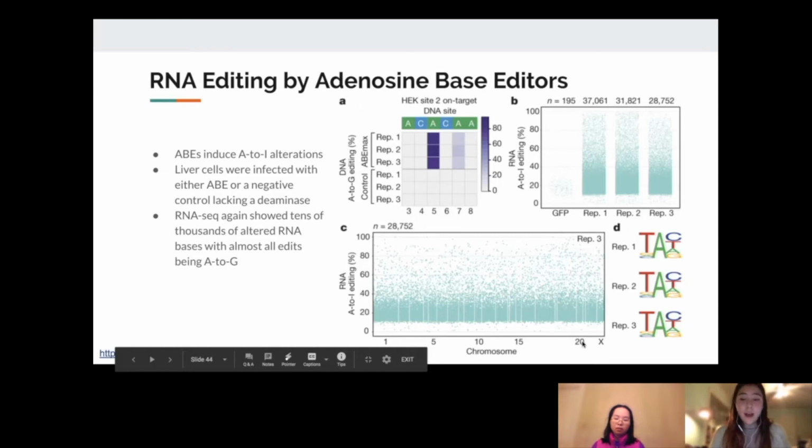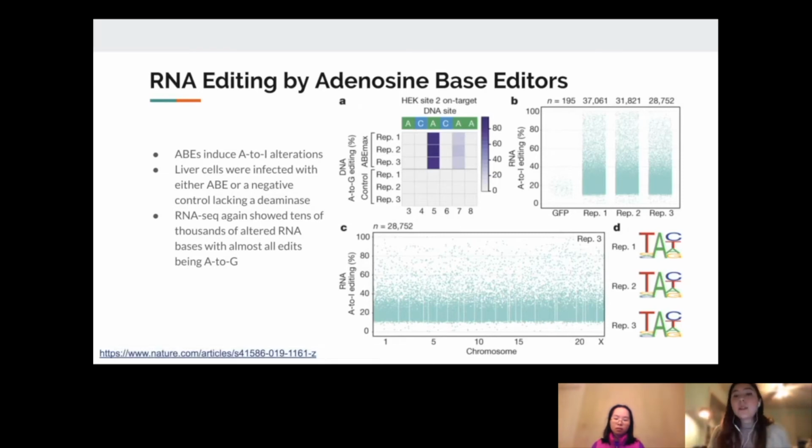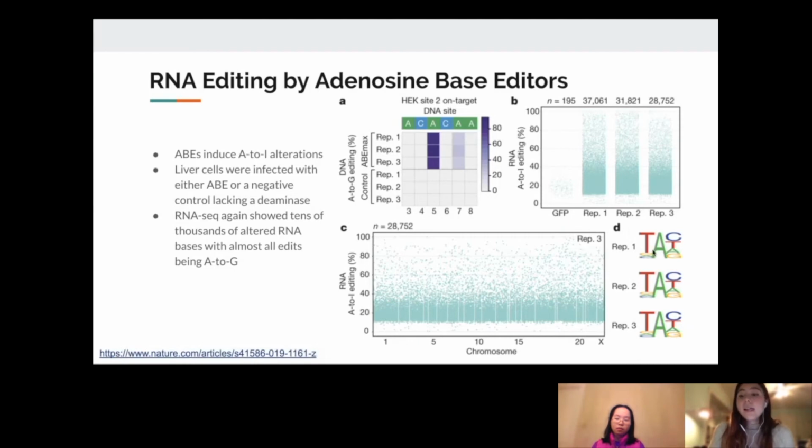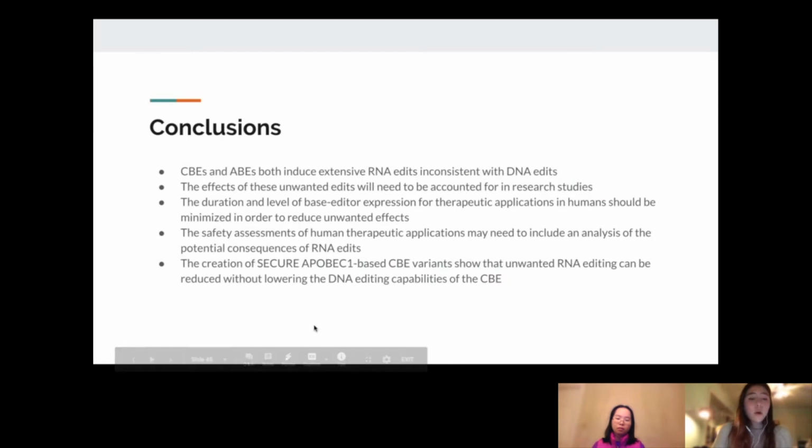And rather than having the same consensus motif as in the first experiment with the CBEs, in the ABEs, the consensus motif is usually TA and then a fairly even distribution between C, T, A, and G. So this is consistent with the natural target sequence of the deaminase that's used in ABEmax. So CBEs and ABEs both induce extensive RNA edits that are inconsistent with DNA edits. And the effects of these unwanted edits will need to be accounted for in research studies.